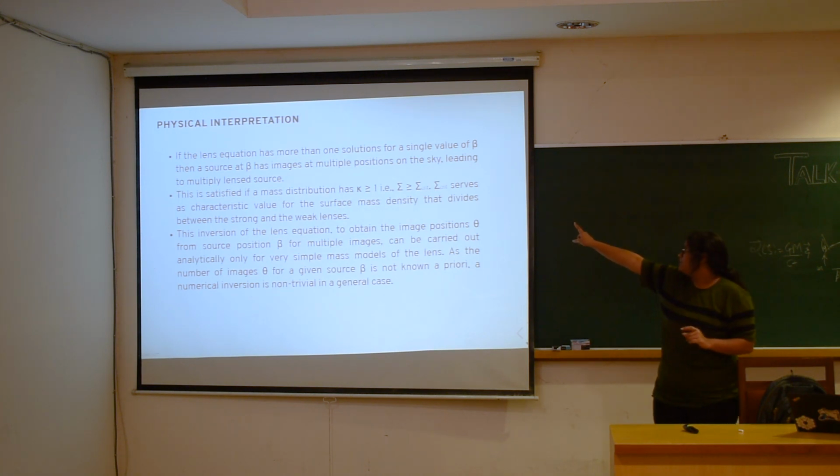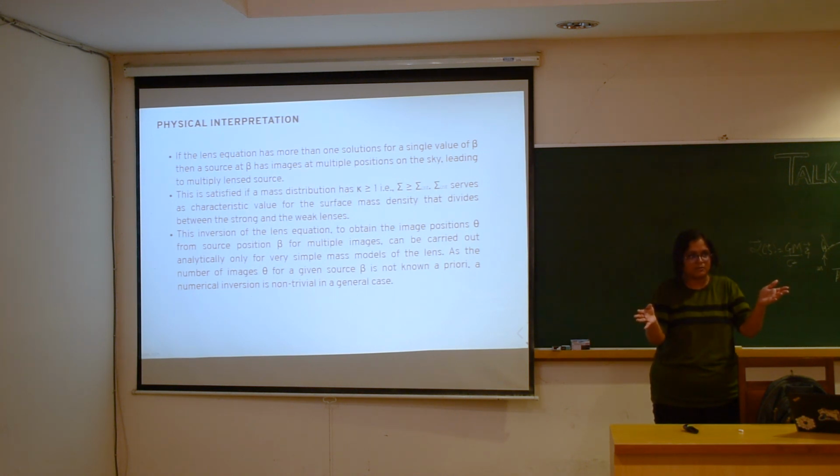Now, if the lens equation has more than one solution for a single value of beta, if you feed in beta and get multiple theta values, that means you will have more than one image. You will get images at different locations because the thetas are different, and there is more than one. So the source is getting imaged at more than one location, and that is the case of a multiply imaged lensing event. You might have seen those pictures where one source is multiply imaged. For example, the first ever gravitational lens system was a quasar, which was observed to be imaged into four images arranged in the shape of a cross.